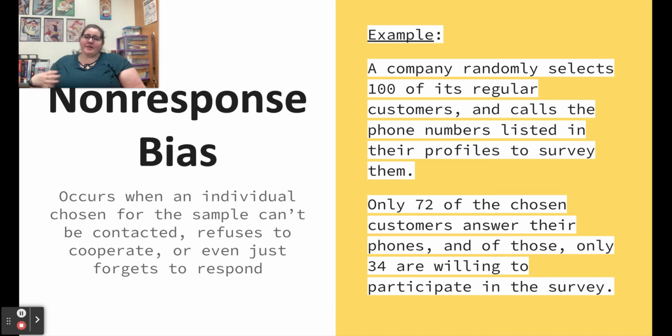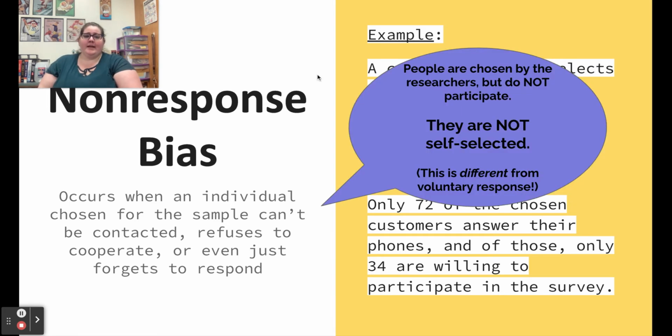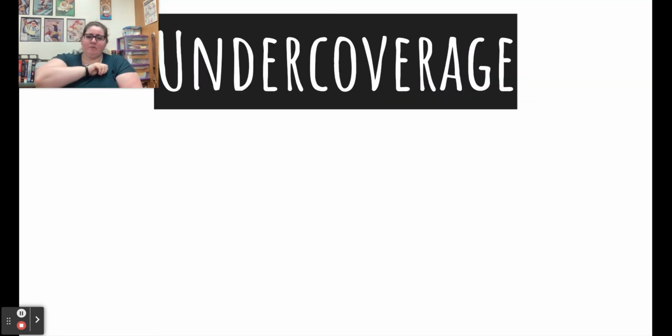So again, it feels very similar to voluntary response. The big difference is, did we actually pick a sample and they couldn't respond, or did we just put it out there for anybody to respond? Like I said, they are chosen by the researchers but do not participate. They're not self-selected. With voluntary response, we say that the sample is self-selected, meaning that they choose themselves to reach out and respond.